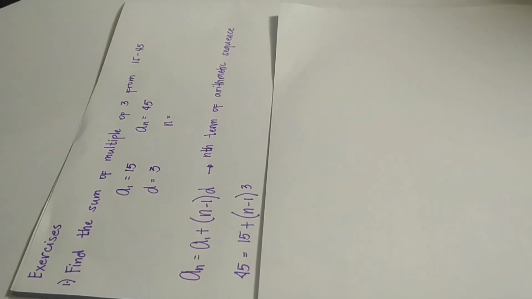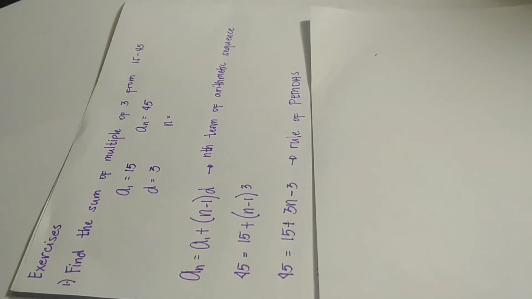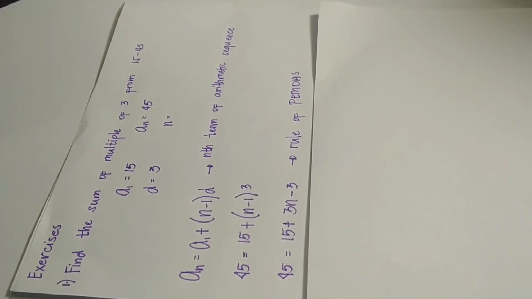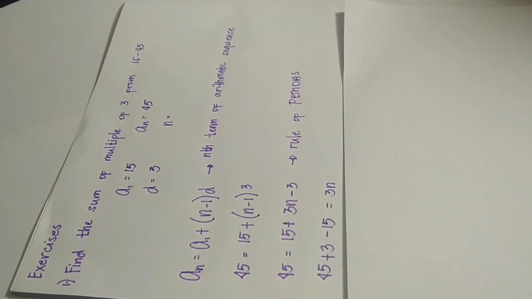Using the rule of PEMDAS, multiply the parentheses first. We will multiply n minus 1 times 3. Then we will have 45 is equal to 15 plus 3n minus 3. Next, transpose the constants. We will have 45 plus 3 minus 15 is equal to 3n. Combine like terms, and the like terms are 45 and 3. Then we add 45 plus 3.